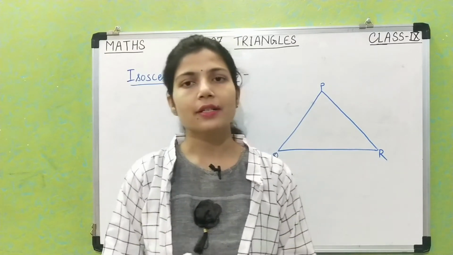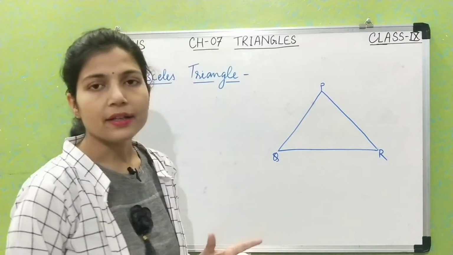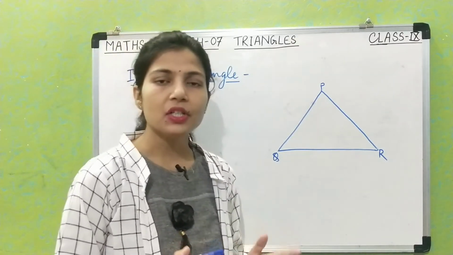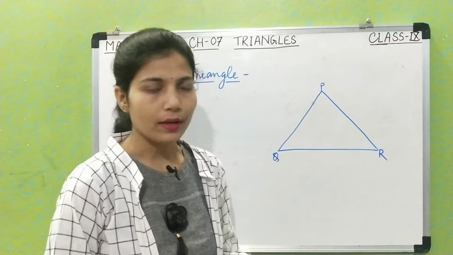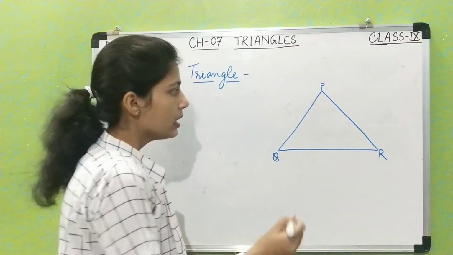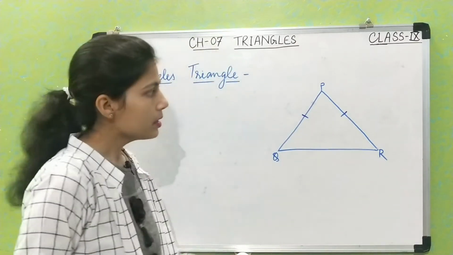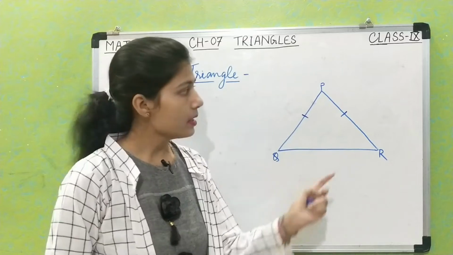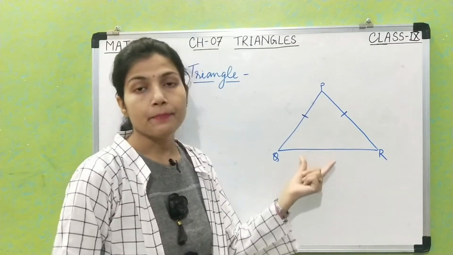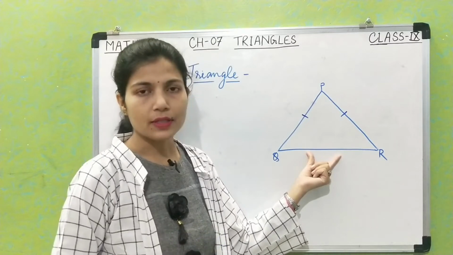So first we will understand what is the isosceles triangle. So isosceles triangle is a triangle in which any two sides are equal. Okay, suppose this is a triangle PQR. If I say PQ is equal to PR, means in this triangle there are three sides but two of them are equal, then this triangle is called isosceles triangle.